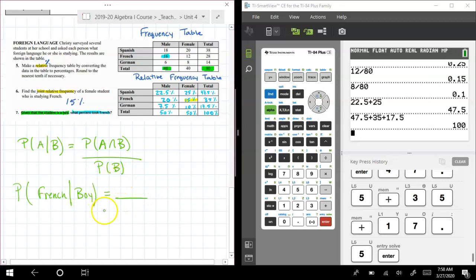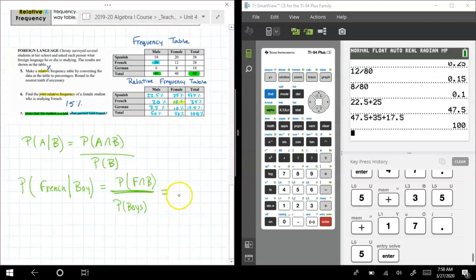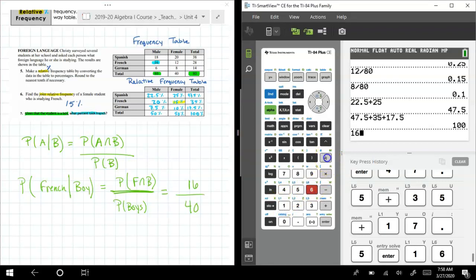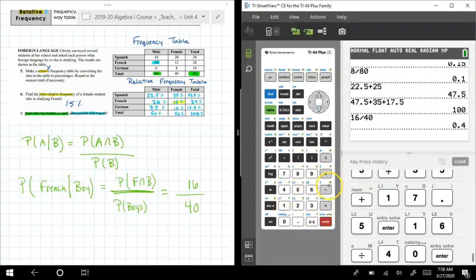Well, the total males, if we're dividing by the total number of boys, so that's the piece we're given, and in the numerator we need what the two have in common. They took French, preferred French, and were a boy. So the total boys are 40, and then out of those 40, 16 prefer French, study French. So 16 out of 40 times 100 would be 40%.